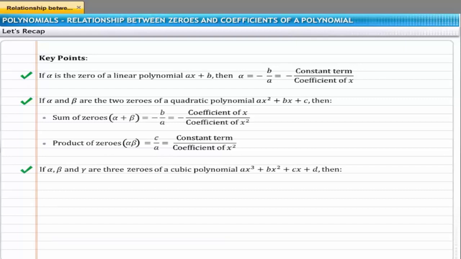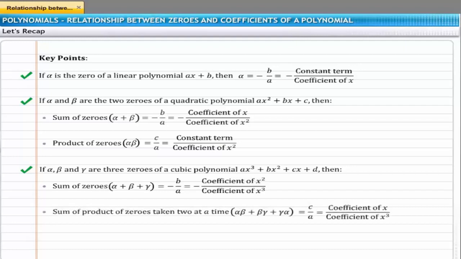If alpha, beta and gamma are the three zeros of a cubic polynomial, then the sum of the zeros of a cubic polynomial is equal to the minus of the coefficient of x squared divided by the coefficient of x cubed. The sum of the product of zeros taken two at a time of a cubic polynomial is equal to the coefficient of x divided by the coefficient of x cubed. And the product of the zeros of a cubic polynomial is equal to the minus of a constant term divided by the coefficient of x cubed.